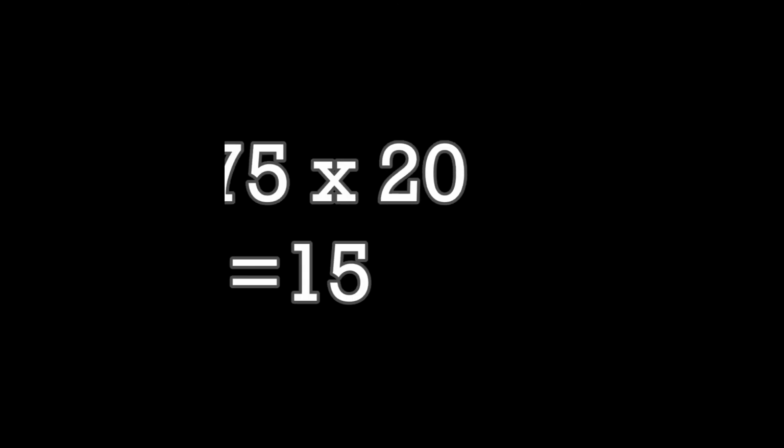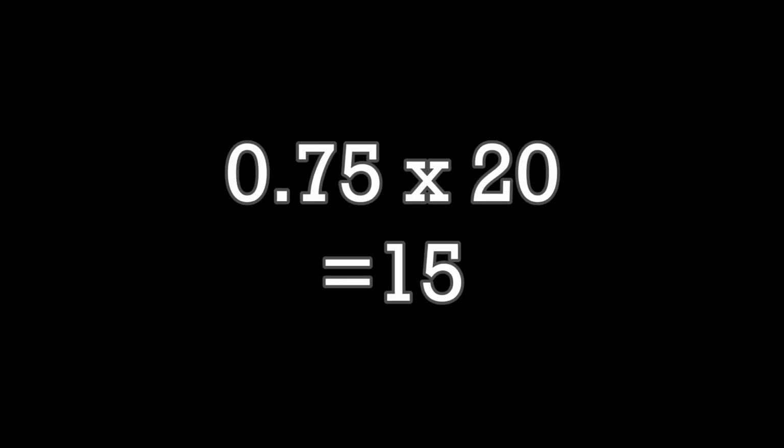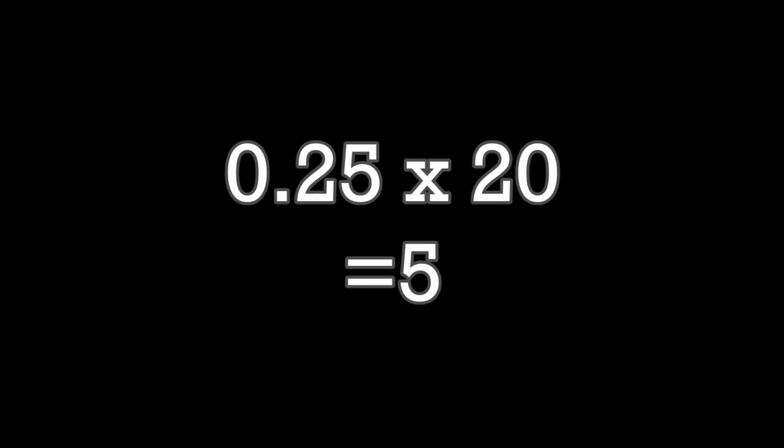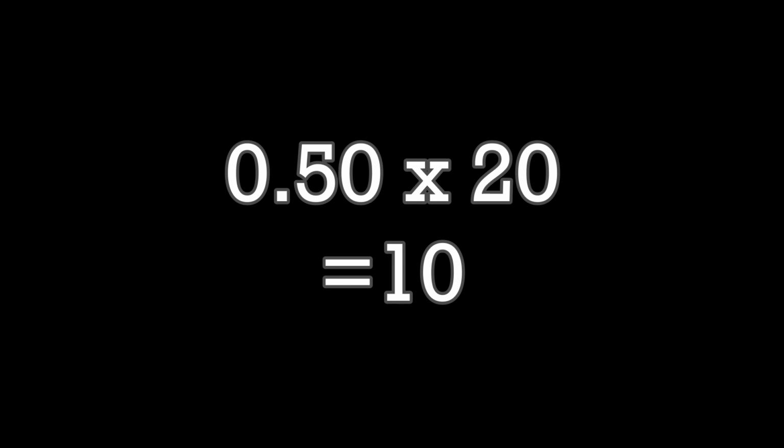So for the upper quartile, it would be 0.75 times 20, which is equal to 15. Now, for the lower quartile, it would be 0.25 times 20, which is equal to 5. And for the median, it would be 0.50 times 20, which is equal to 10.